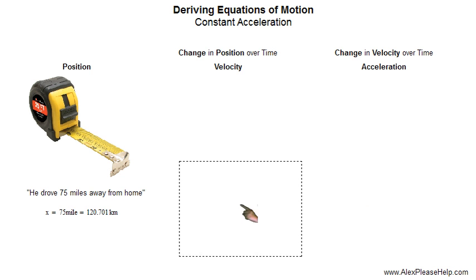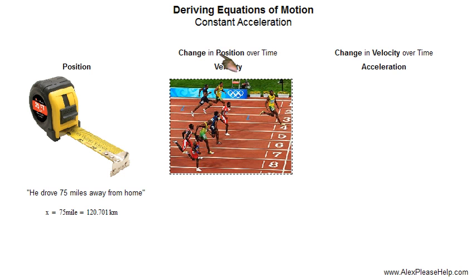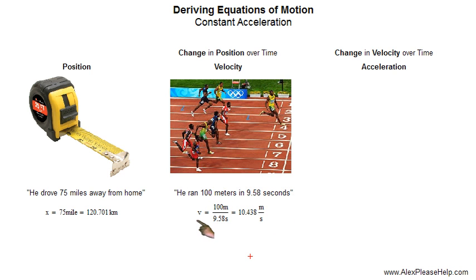Velocity is the change in position over time. If you want to figure out how long it takes to go somewhere and you know the distance, you can calculate the average velocity. And here's an example. He ran 100 meters in 9.58 seconds. The velocity equals 100 meters divided by 9.58 seconds, and that equals 10.438 meters per second.